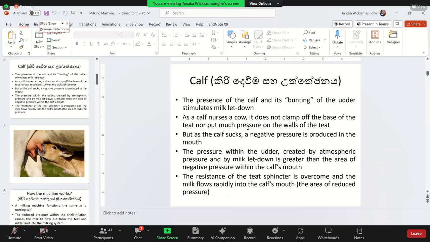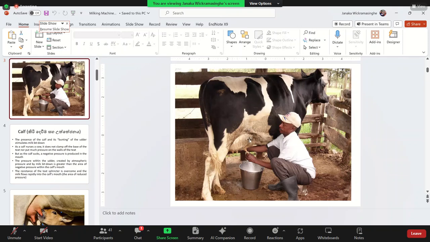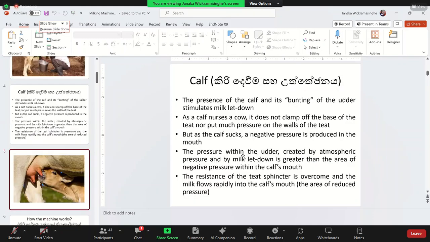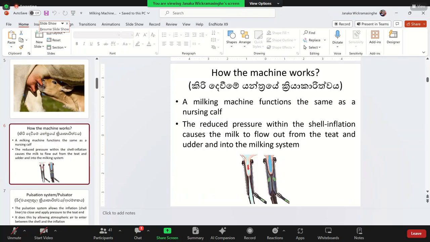So that's the main thing we have to consider, and we have to clean before we start the milking process. So that's the main thing, right? The milker should clean the teats and the udder of these animals just to assure the clean milk production, right? So I will show you a milking machine as well, right?